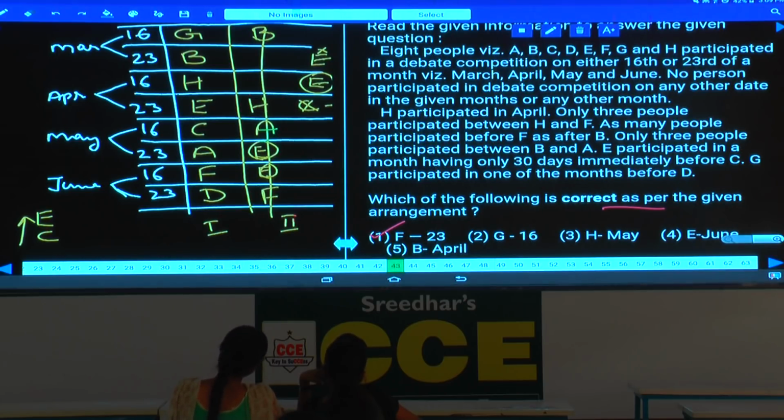Then question number 43. Which of the following is correct as per the given arrangement? F23, true or false? Next one, G16, that is true, isn't it? G is on 16th. Hence, question number 43, choice 2 is the answer. This is about question numbers 39 to 43.